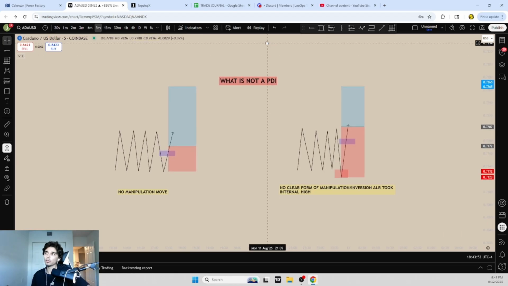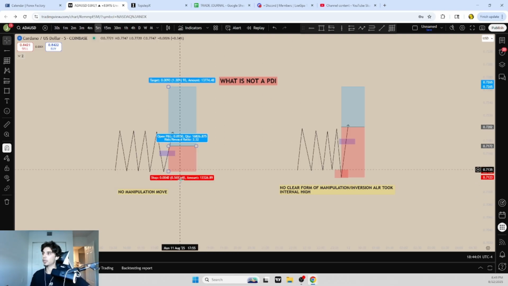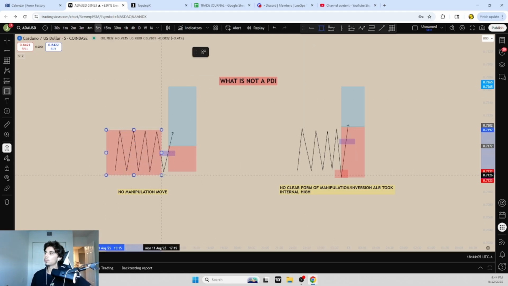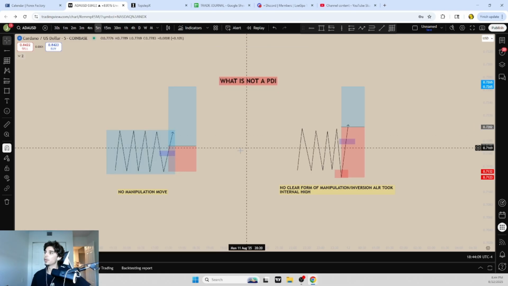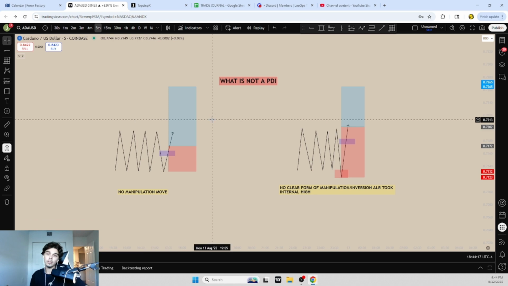So moving on over to what is not a PDI, right? Because we get this mixed up a few of the times. So here we have a clear accumulation zone, right? If we have an accumulation zone and we see an inversion inside of the accumulation zone, are we gonna enter off that? Ask yourself, are we gonna enter off that?